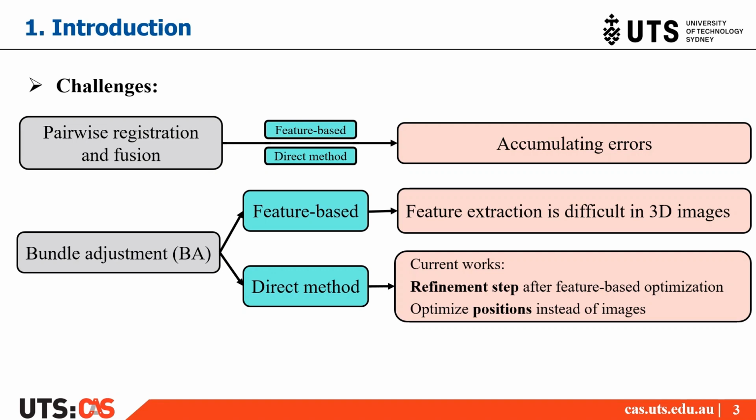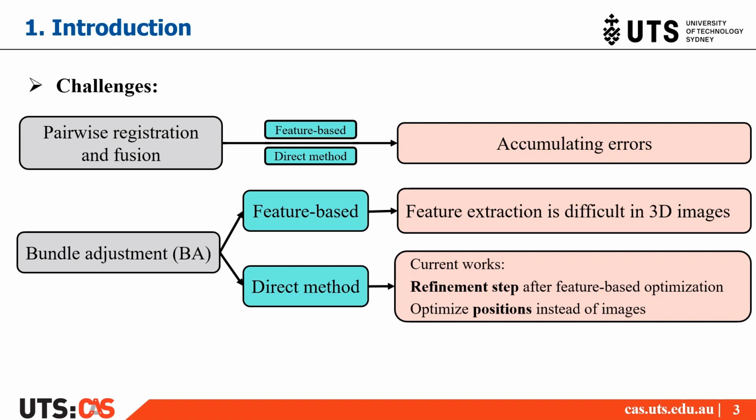Compared with pairwise methods, a better strategy is to optimize the poses of all local frames at the same time and distribute the errors evenly. Bundle adjustment is currently regarded as a gold standard for obtaining optimal frame poses of multiple 2D images in the computer vision community. Most BA algorithms are feature-based. However, there hasn't been a common method for 3D feature extraction. In addition, feature extraction is usually difficult in images without distinct features, such as ultrasound images.